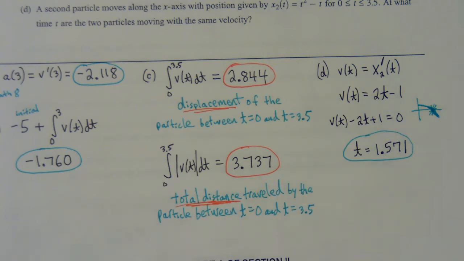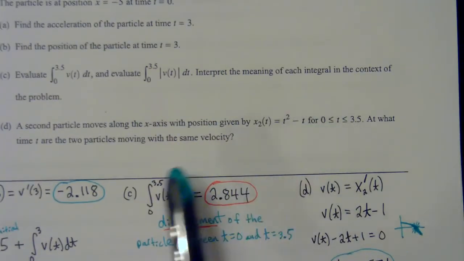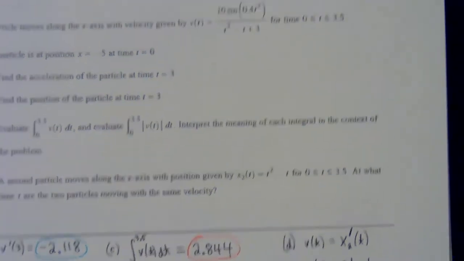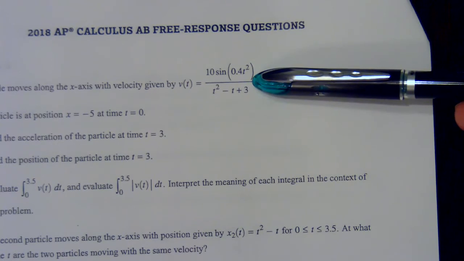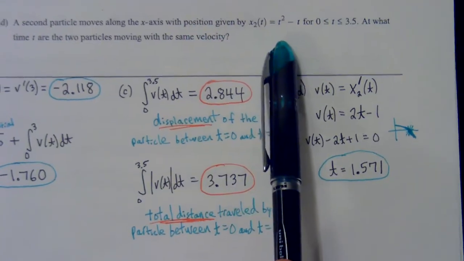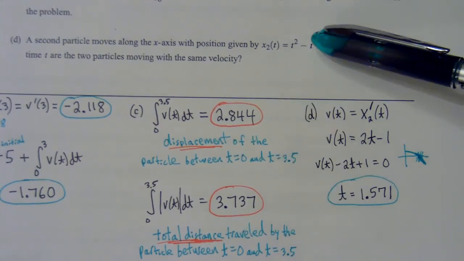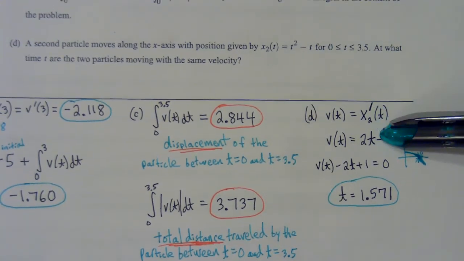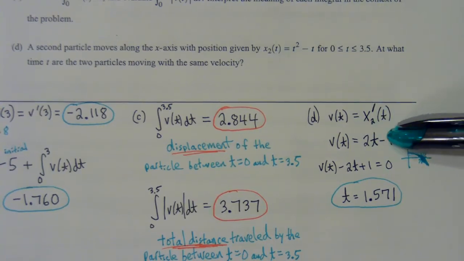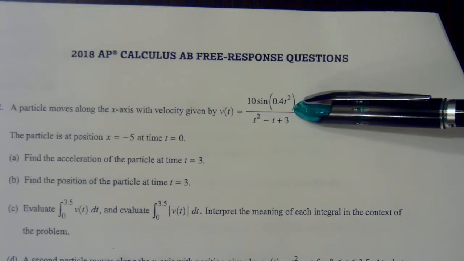And then the last part, we got a second particle, and it wants to know at what time the two particles are moving with the same velocity. So I want to know when this given velocity is equal to the velocity of this guy. Now this is the position function of that second particle, so I need to take the derivative of that to get the velocity. So the velocity of this is the derivative, which is 2t minus 1, and I want to know when is that equal to this guy right there.